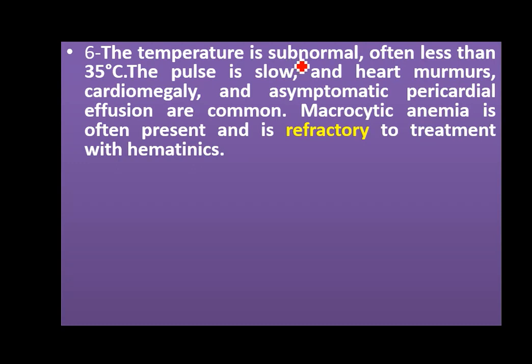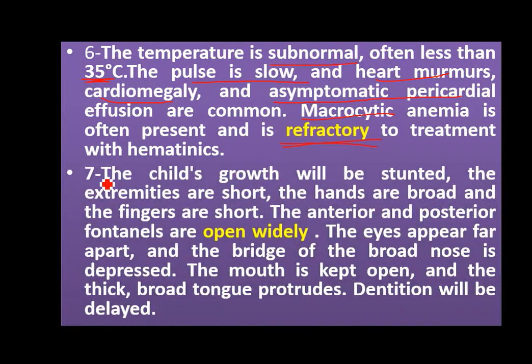The temperature is subnormal, often less than 35 centigrade. The pulse is slow, and there are heart murmurs, cardiomegaly, and asymptomatic pericardial effusion, which are common. Macrocytic anemia is often present, and it is refractory to treatment with hematinic therapy. The child's growth will be stunted, and the extremities are short, the hands are broad, and the fingers are short also.